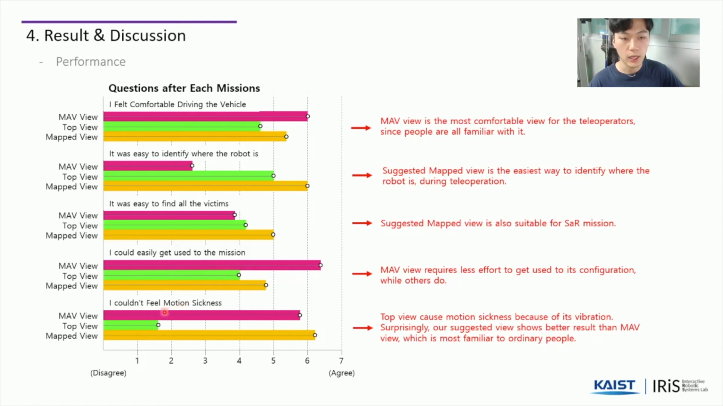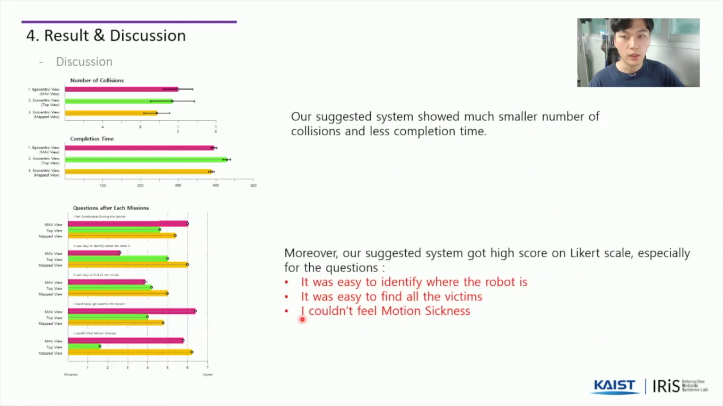The final question is, I couldn't feel motion sickness. Actually, motion sickness is quite important for teleoperation tasks. Surprisingly, the results show that our system is better than the MAV view, which people are familiar with. In conclusion, our system showed a much smaller number of collisions and less completion time. Moreover, our suggested system got high scores on the Likert scales, especially for these 3 questions.